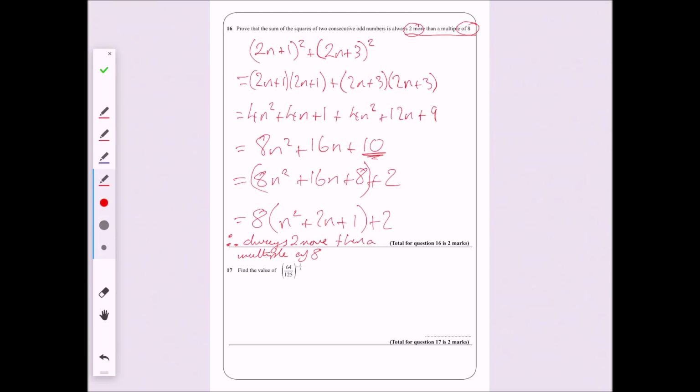Question 17. Find the value of 64 over 125 to the power of minus 2/3. So first of all, the minus means find the reciprocal, and that means when it's a fraction, flip it upside down. So I'm going to do that bit first, and we'll be left with that. The 2 means to square it, and the 3 means to cube root it. So we're going to find the cube root of 125 and then square it, and the cube root of 64 and then square it. So the cube root of 125 is 5, and the cube root of 64 is 4. And 5 squared is 25, and 4 squared is 16. So 25 over 16.